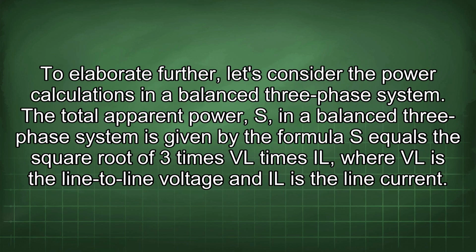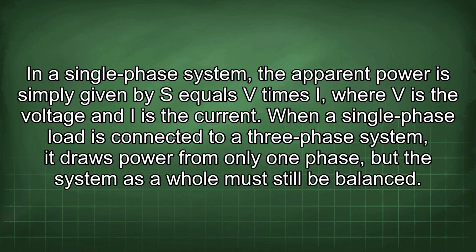To elaborate further, let's consider the power calculations in a balanced three-phase system. The total apparent power, S, in a balanced three-phase system is given by the formula S equals the square root of 3 times VL times IL, where VL is the line-to-line voltage and IL is the line current. In a single-phase system, the apparent power is simply given by S equals V times I, where V is the voltage and I is the current.